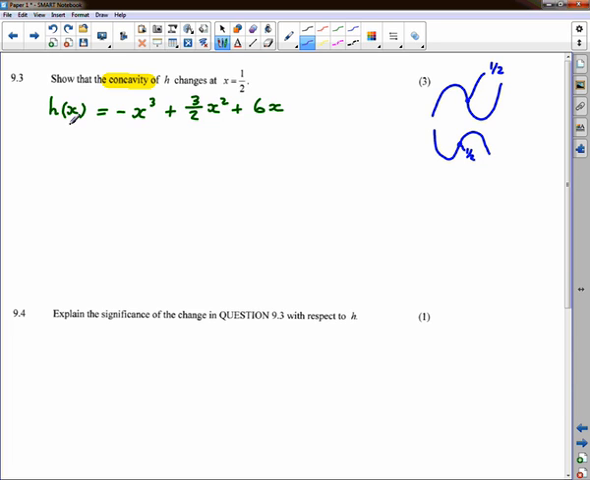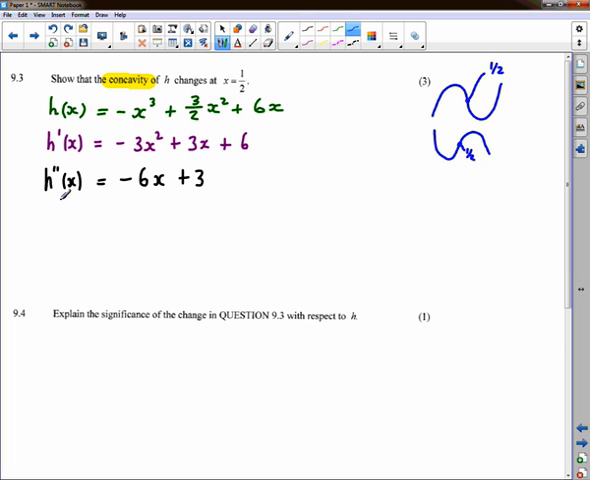of inflection. So what I'm going to do here is go and look at the first derivative of this function, which is going to be minus 3x squared plus 3x plus 6. I'm then going to go and have a look at the second derivative of this function, which is going to be minus 6x plus 3.